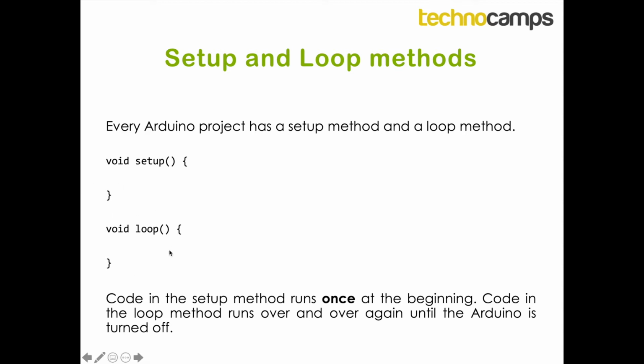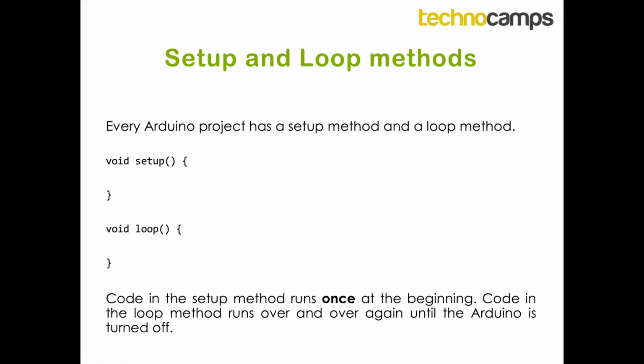The loop method is a method that runs over and over and over again until the Arduino is turned off. So any code that you put inside the loop method will be run over and over and over again. Okay, so that's usually where you put most of your program.